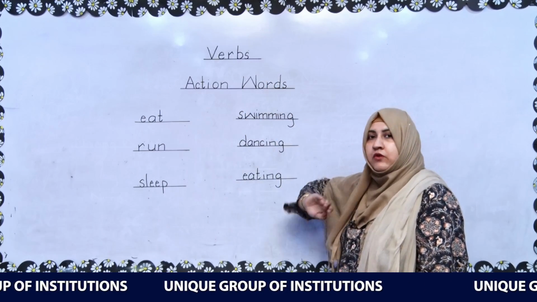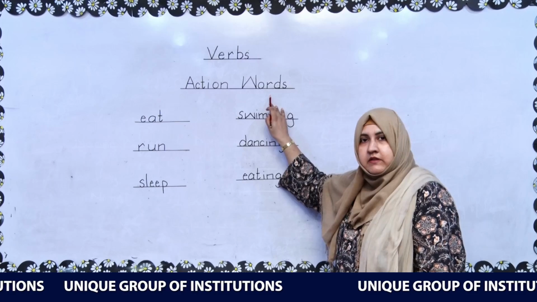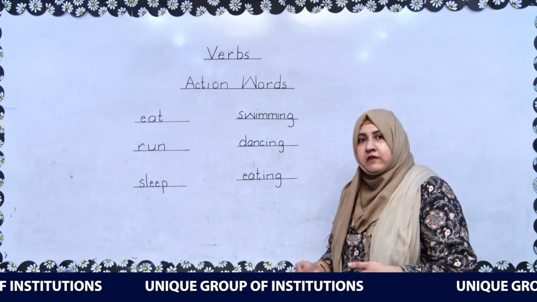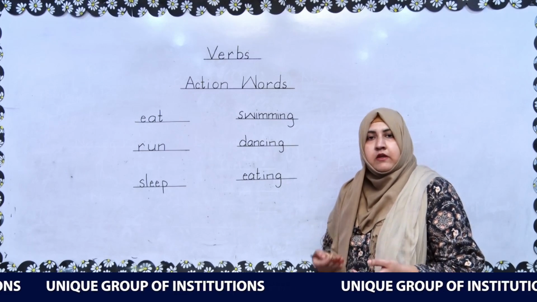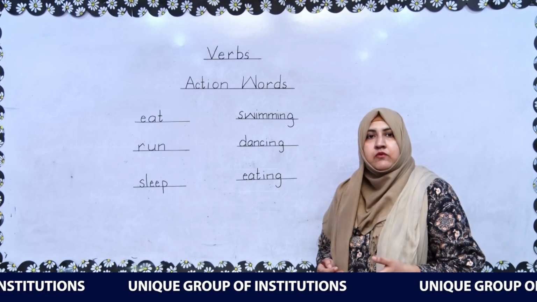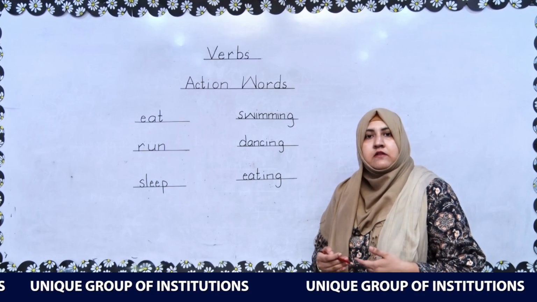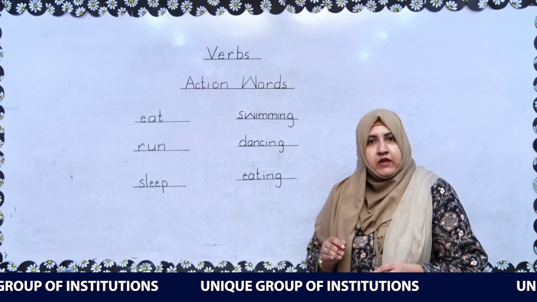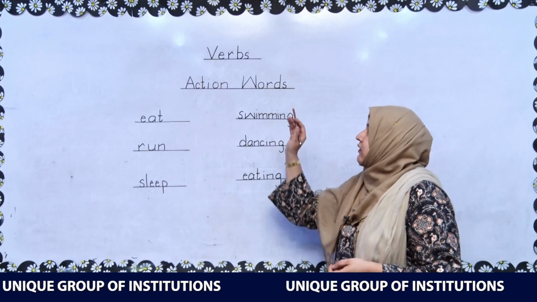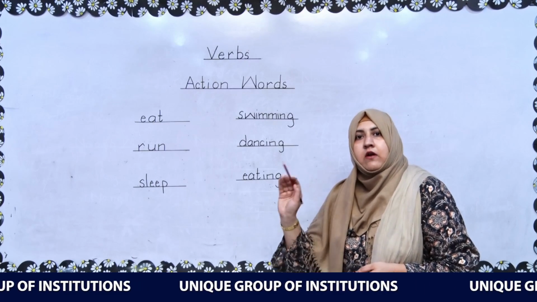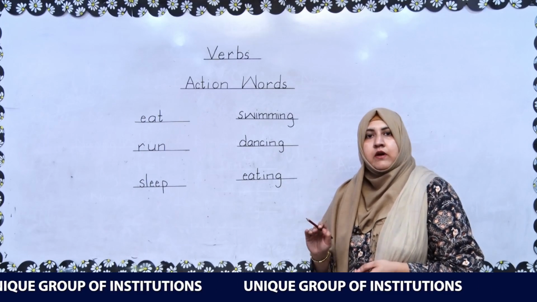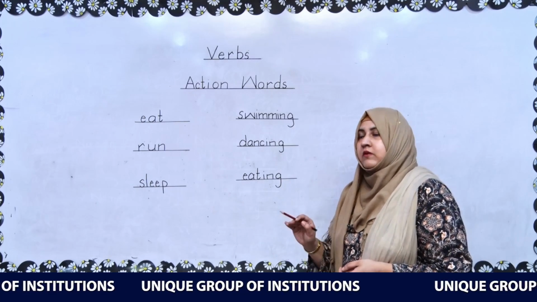Today we are again doing our grammar work and our third unit is verbs. Verbs are, as we know, action words. Every time you are performing some action, whether you are sitting, standing, sleeping, eating, running, or doing anything, this is called an action, and every action has a name. That name is known as a verb in our grammar. All the names of any action you are performing are words, and these words are known as verbs.